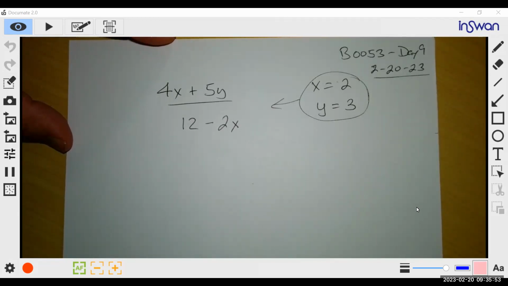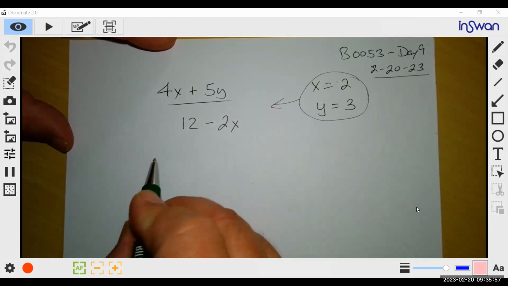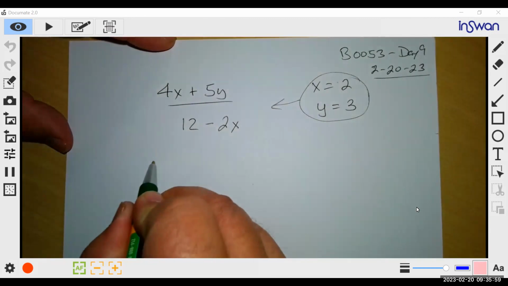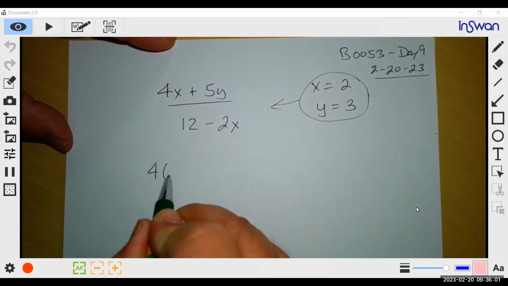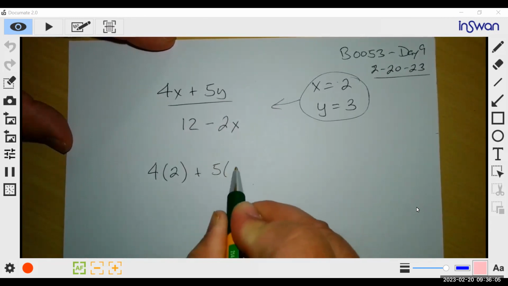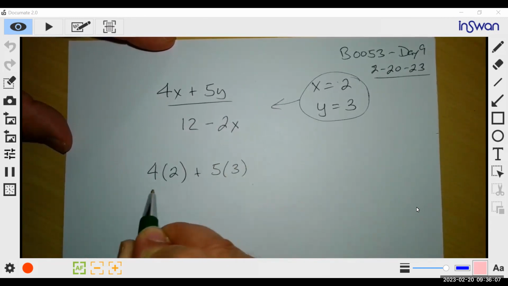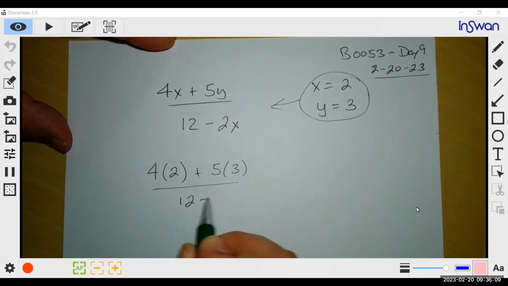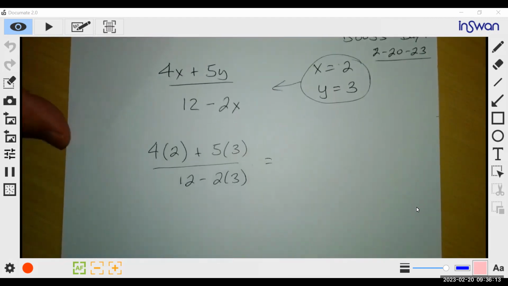So my first step is what? Insert the numbers. So in place of X, I put what? And in place of Y? 3. Okay, that's step one. Substitution.